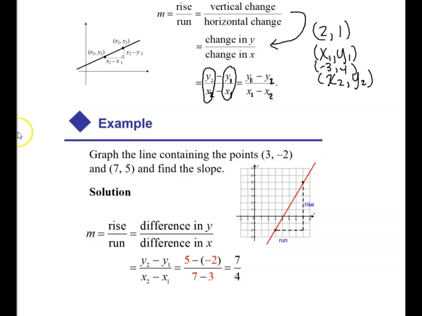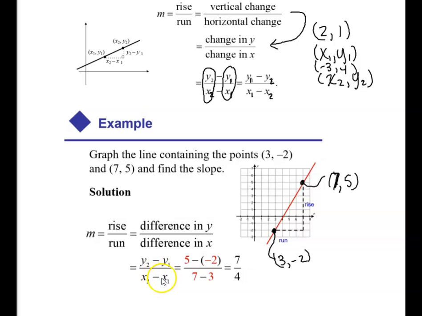So graph the line containing the points 3, negative 2, and 7, 5, and find the slope. So first thing we want to do is graph the points. So 3, negative 2, this point right here, and then 7, go to 7 up to 5, okay? So our formula says do y2, it doesn't matter which one you use. Most people do y2 minus y1.